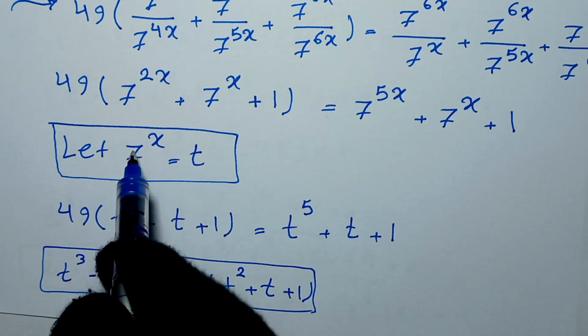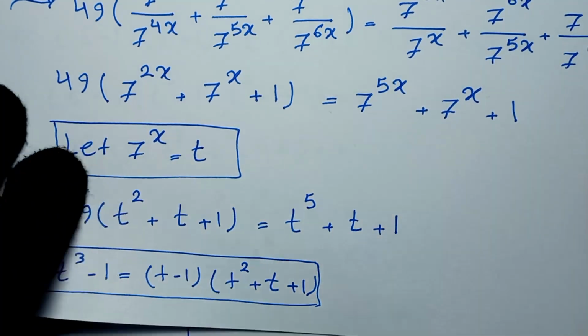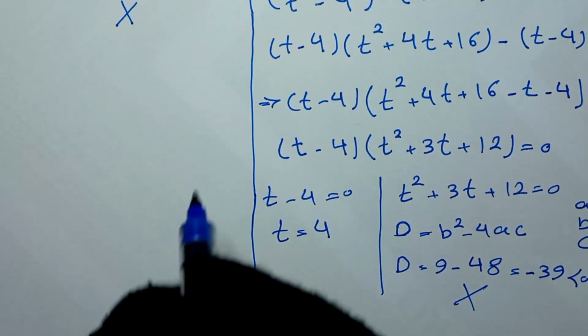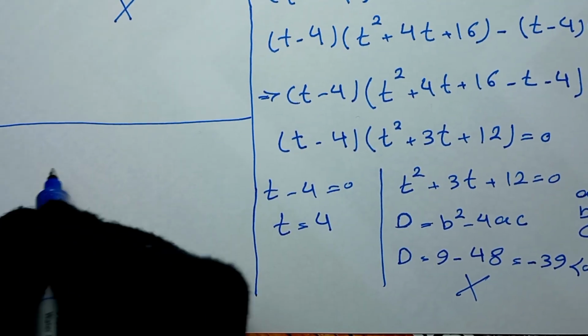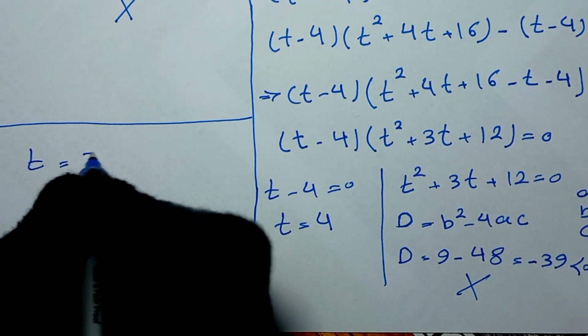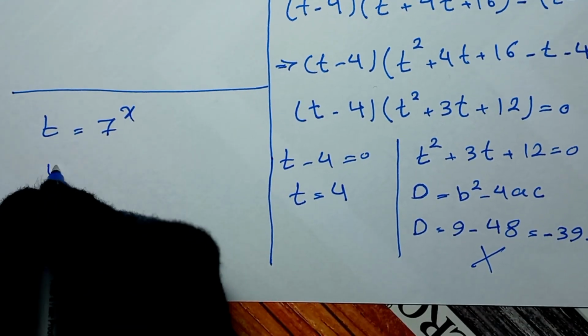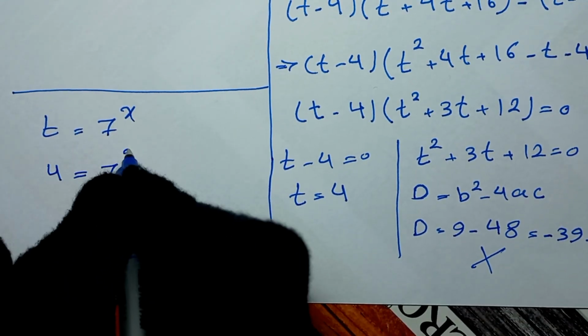t is equal to 7 to the power of x. So we recall, we write here, t is equal to 7 to the power of x, and t is equal to 4, right? So 4 is equal to 7 to the power of x.